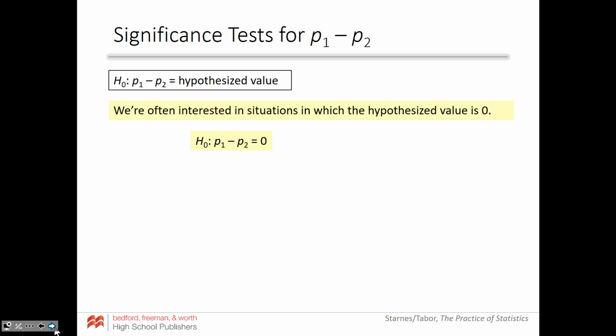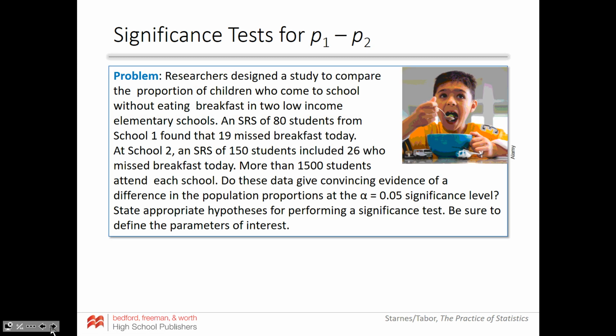Remember, our null hypothesis is always like the status quo, the norm. So that's what we're assuming is true. That's our H0, that the two proportions, and when I say proportions, I'm specifically meaning the population proportions. Notice we're just using P1 and P2. The two proportions are equal.